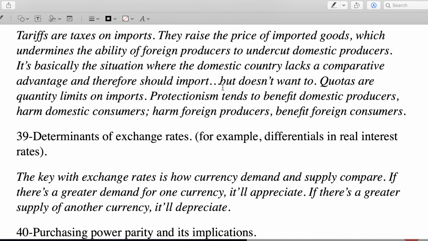Well, because of those losses to the domestic producers that I mentioned. Quotas are similar. They're basically quantity limits on imports. And ultimately what's happening, well, protectionism tends to benefit domestic producers. They have a lot of bargaining power, and they're the ones that argue fervently for protectionism. It tends to harm domestic consumers, tends to harm foreign producers, and tends to benefit foreign consumers.